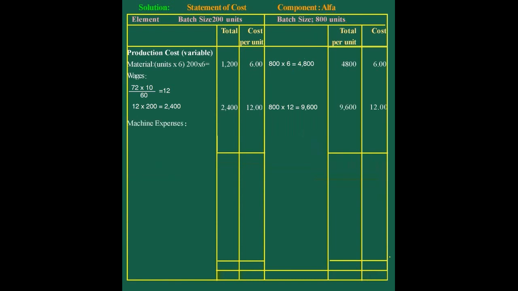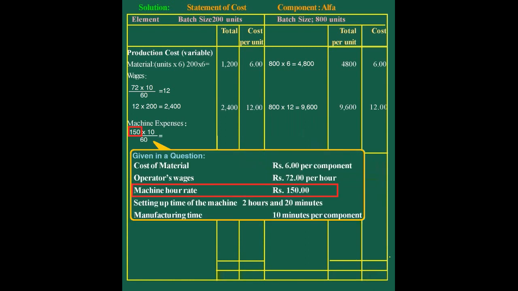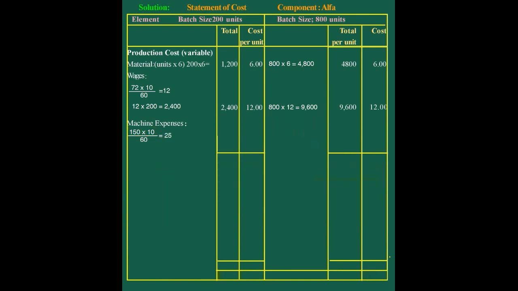Machine expenses. Machine hour rate is 150 per hour. So we need for 10 minutes only. So 150 into 10 divided by 60, because 150 is given for 60 minutes. We want for 10 minutes. So 150 into 10 by 60, that comes to 25 rupees. 25 rupees remains the same for any batch. So 25 into 200 is equal to 5000. 25 into 800 is equal to 20,000.